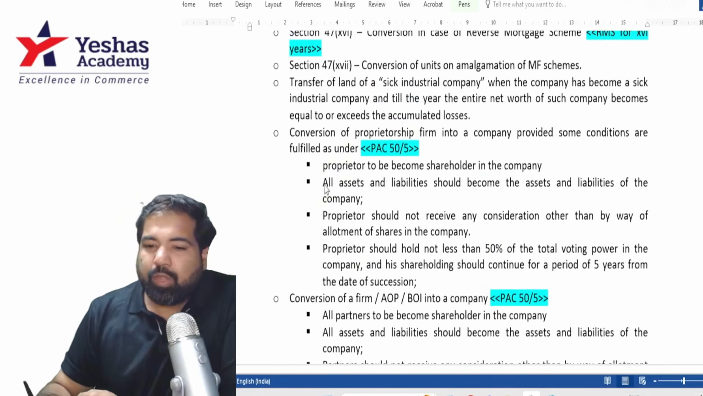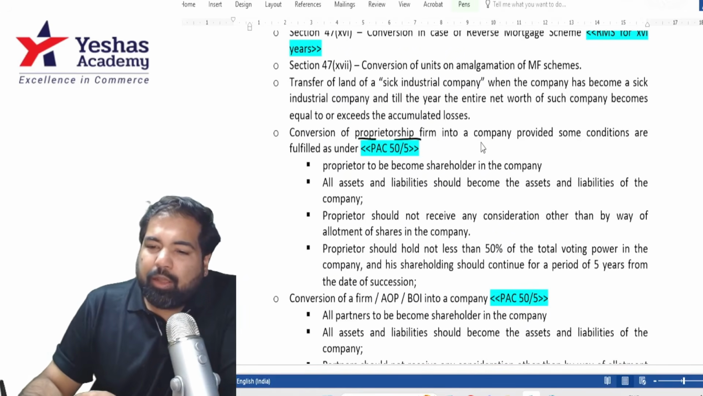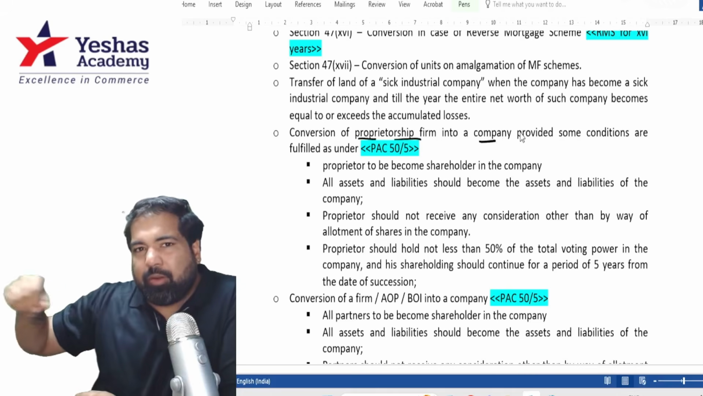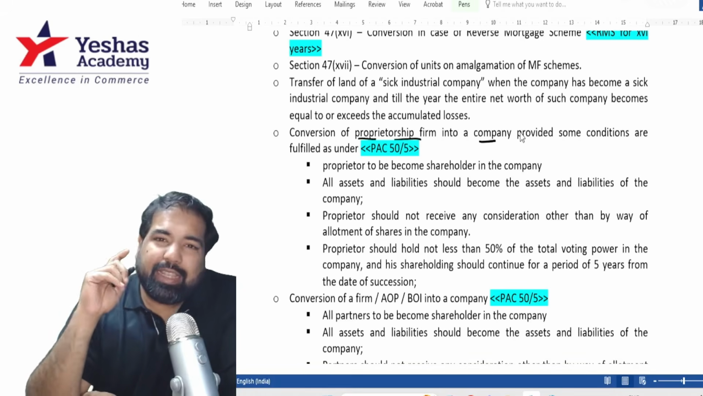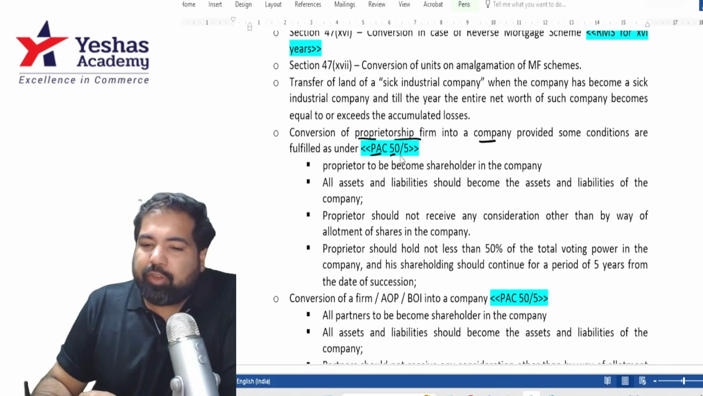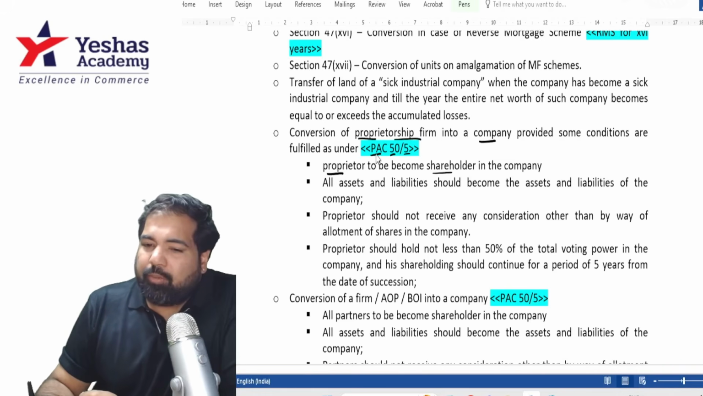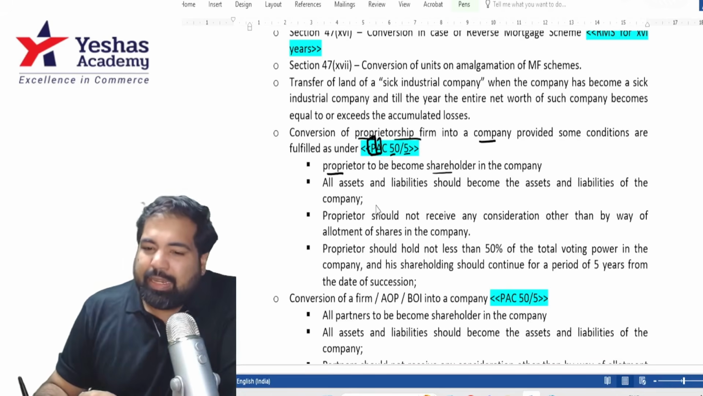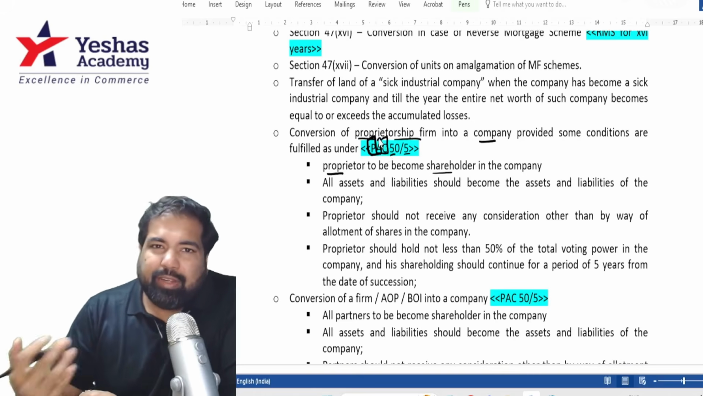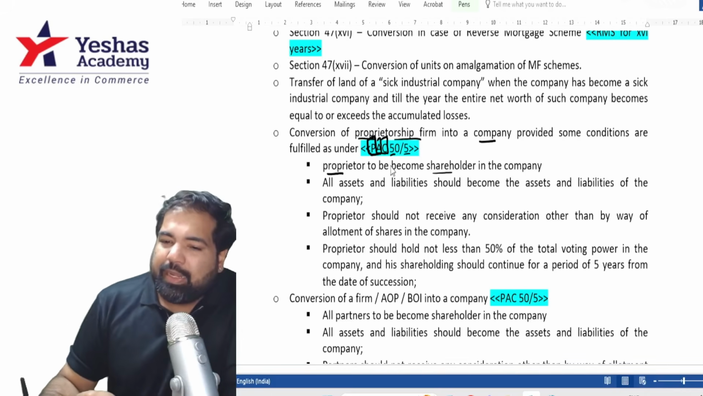Let's talk about this. Guys, you had a proprietorship firm, that is a one-person entity, and you converted it into a company. Now, when a proprietorship firm is converted into a company, is the intention to make money? The government says, no, we will not tax it, but provided there are some conditions given in PACK 55. What is PACK 55? The proprietor should become the shareholder in the company. That is P for proprietor. A for all assets and liabilities of the proprietorship firm should be transferred to the company. So that is A. Next, C. The proprietor should not receive any consideration other than shares, because his intention is not to make money. So then why should you get consideration? Next, 50.